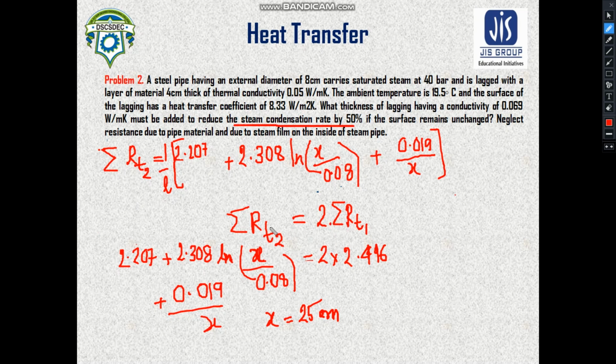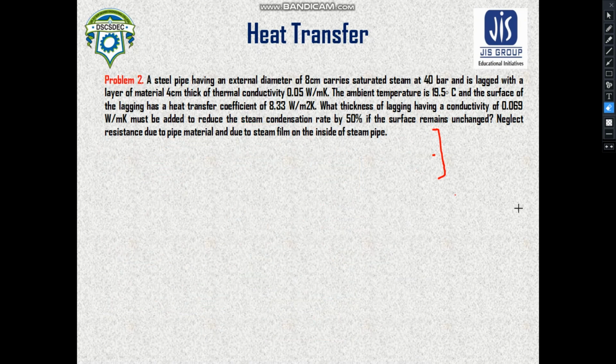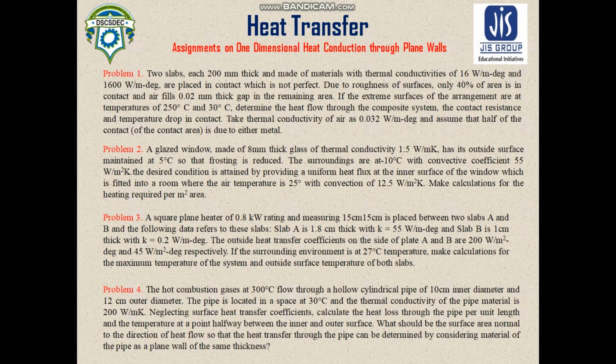So we wrote this equation: summation of RT2 is equal to 2 into summation of RT1, and then by hit and trial or using the scientific calculator, we can get this value x as 25 centimeter. So I think you have understood the problem totally and completely. By understanding the solution processes for these two problems, you can move on to doing the assignments on your own.